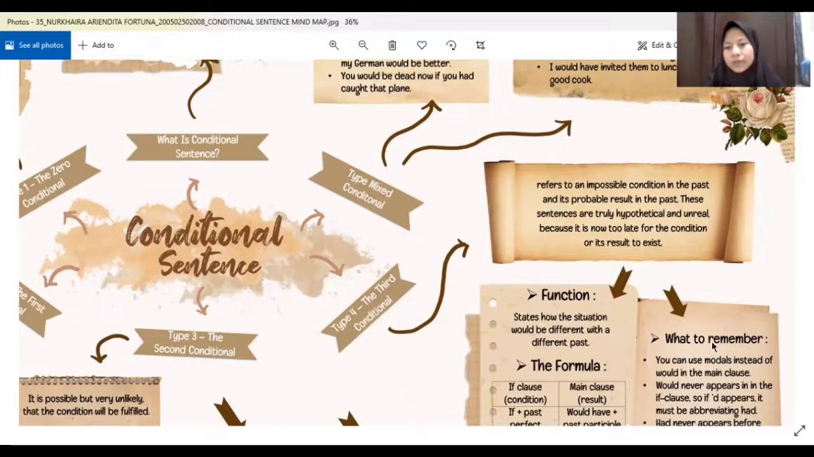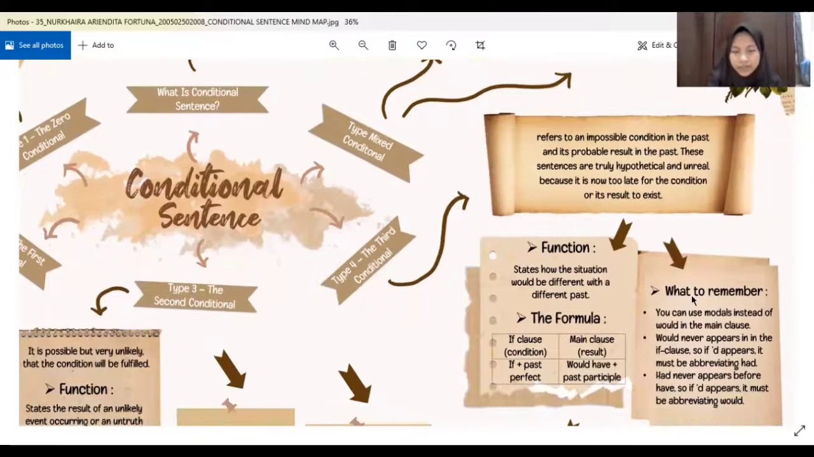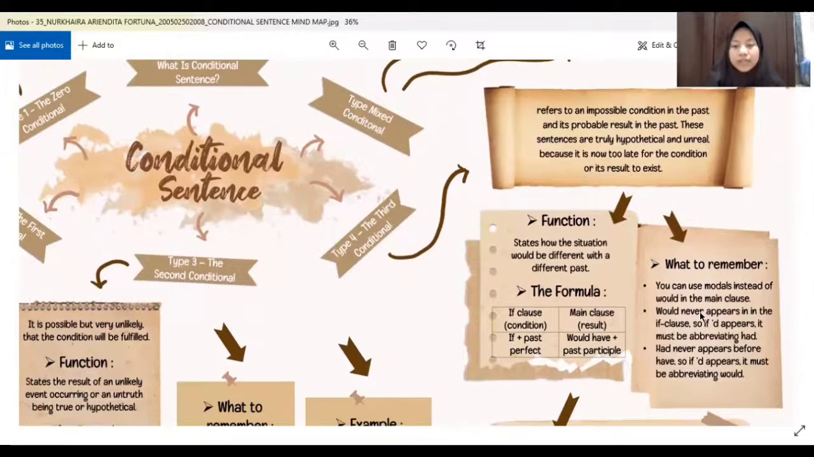So let's see what we need to remember in the type 4. The first one is you can use modals instead of would in the main clause. As I explained in the previous explanation, in the previous type, the modals could be could and can, or many more.